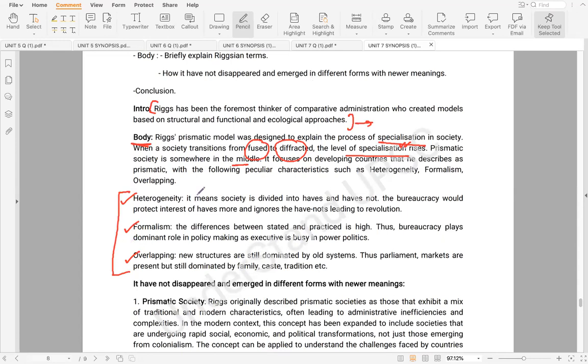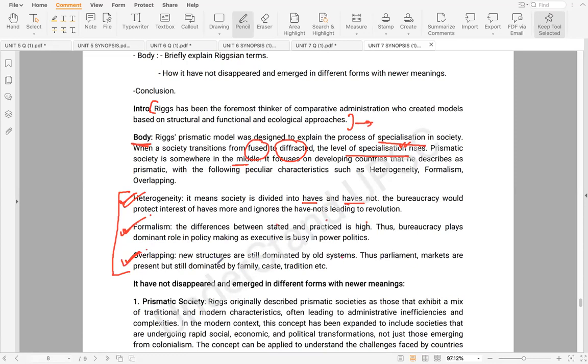Excuse me. Heterogeneity means society is divided into haves and have-nots. The bureaucracy would protect the interests of haves more and ignore the have-nots, due to which there will be revolution. Formalism is when the difference between the stated and practiced is high. Thus, bureaucracy plays a dominant role in policy making. You all know these three keywords. We've discussed them a lot of times. Overlapping is when new structures are still dominated by the old systems.